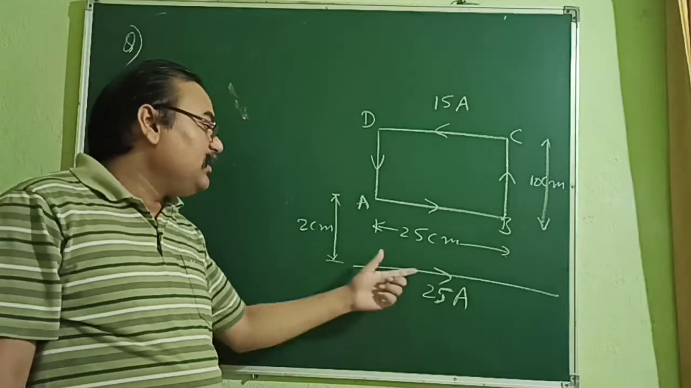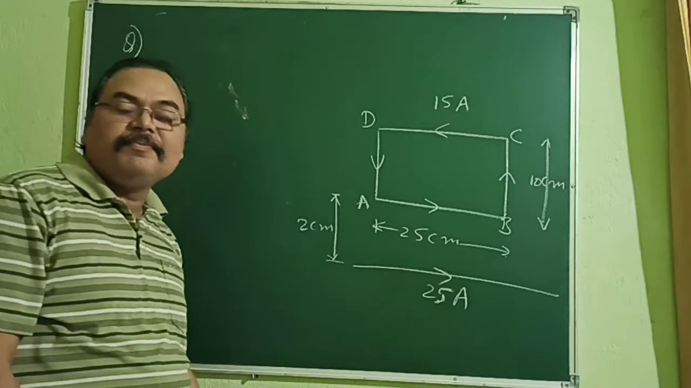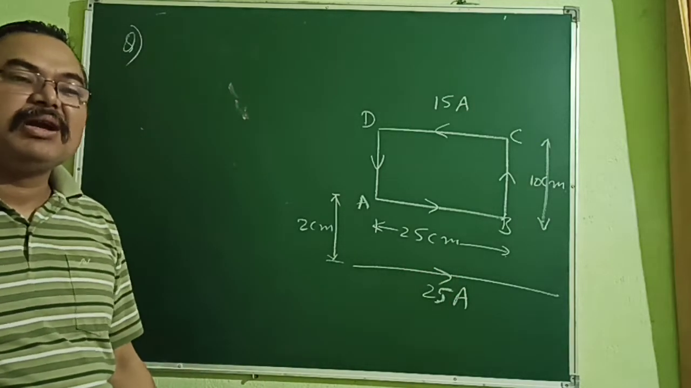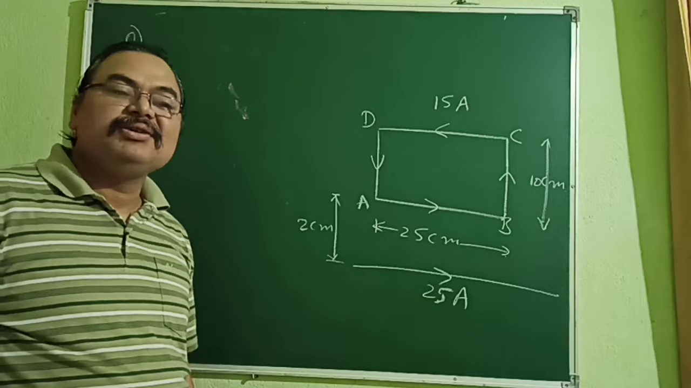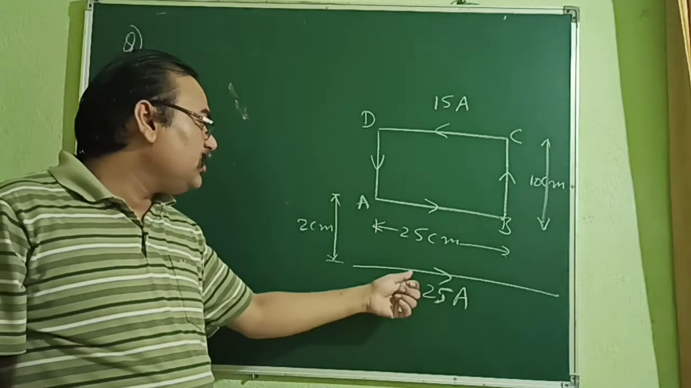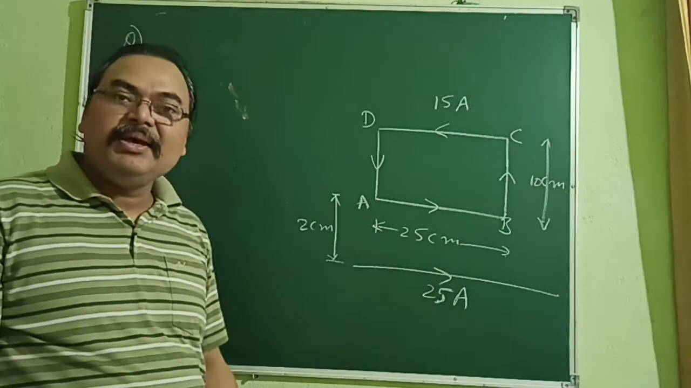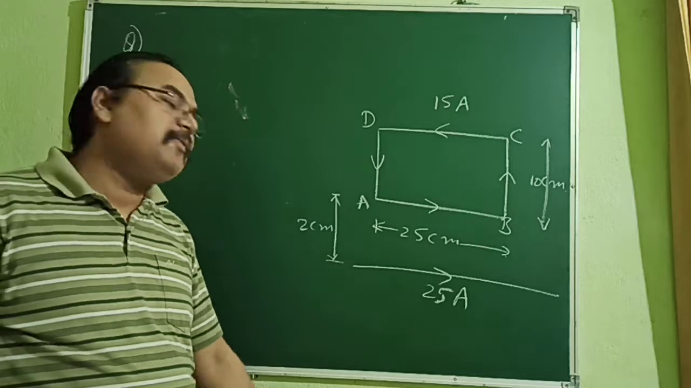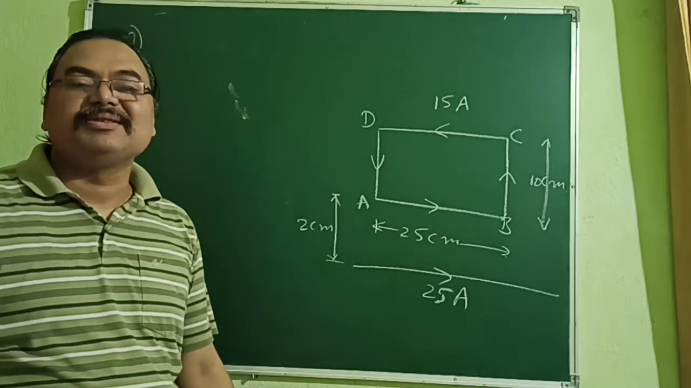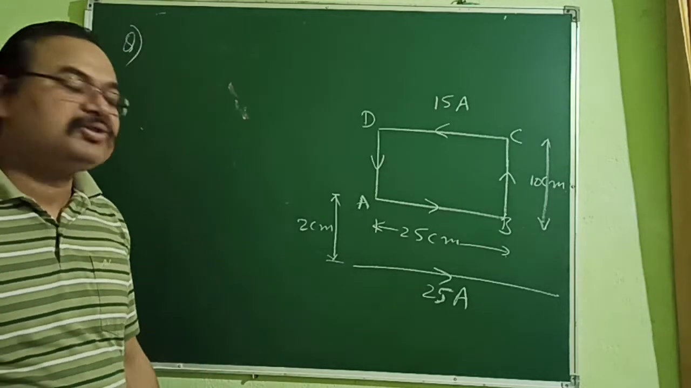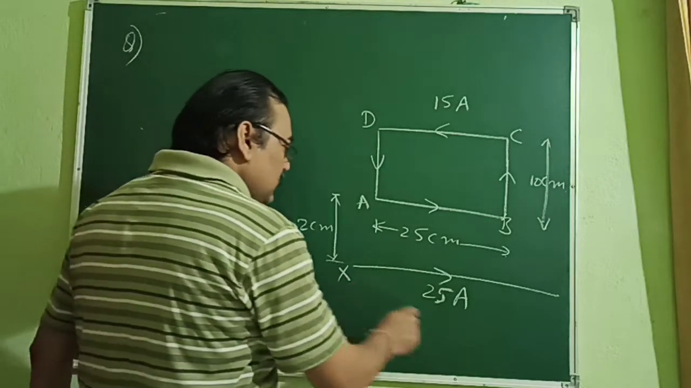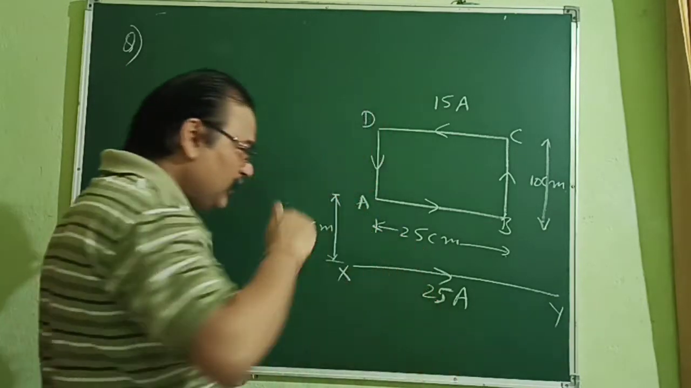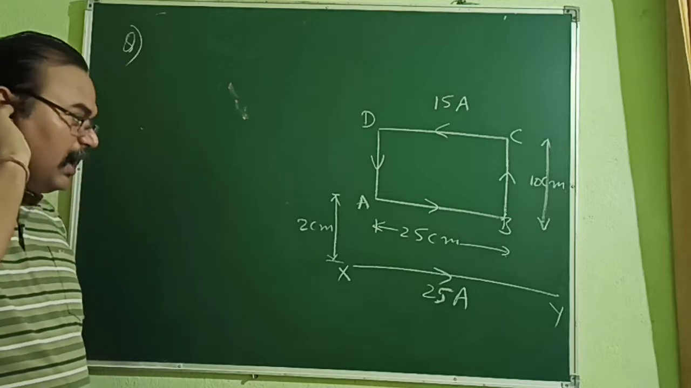So let us take that it is carrying current in the same direction first. And then after calculating the value, we will write at the last, if the direction of current in the long conductor is same as that of AB, then it will be attractive force. If it is opposite, then it will be a repulsive force. That we can write at the last. And let us name this long conductor as X and Y.